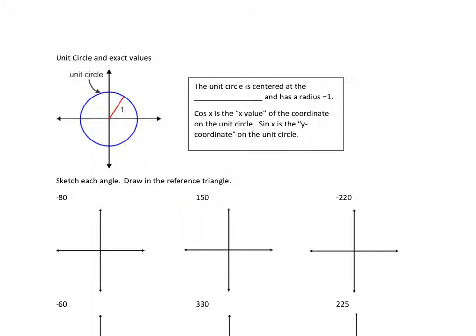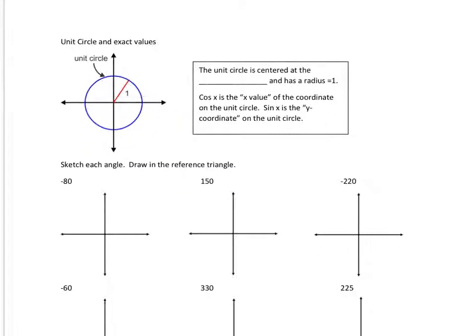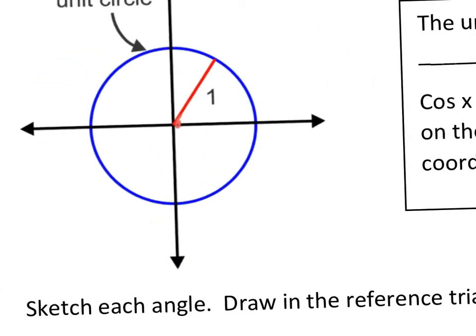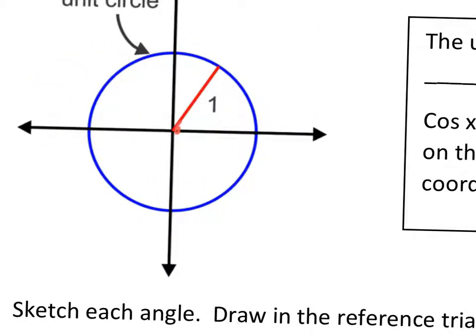The unit circle is a circle that's centered at the origin. So here's the origin, and it has a radius equal to 1. Every time you move around the unit circle, these coordinates right here represent an x and a y. The x is how far over you are this way, and the y is how far up you are.